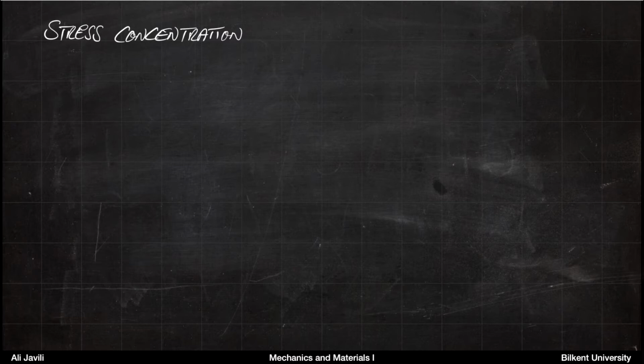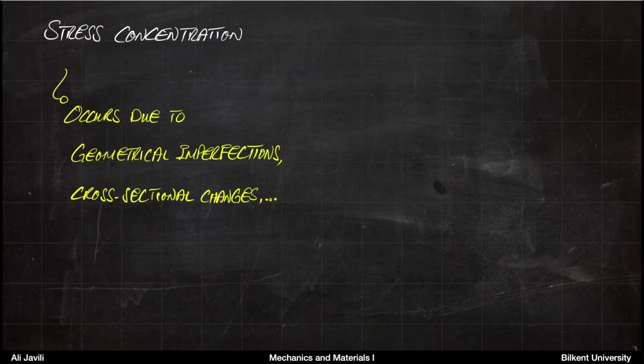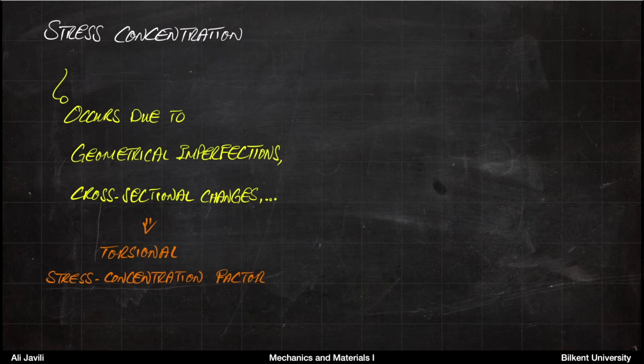So, stress concentration. If you remember from axial loading, stress concentration occurs due to geometrical imperfections such as changes in cross-sectional area. And for a torsion problem, we also have exactly the same scenario. For that matter, you can define a torsional stress concentration factor K, which is the ratio of the maximum stress due to stress concentration divided by the maximum stress if you did not have a stress concentration.